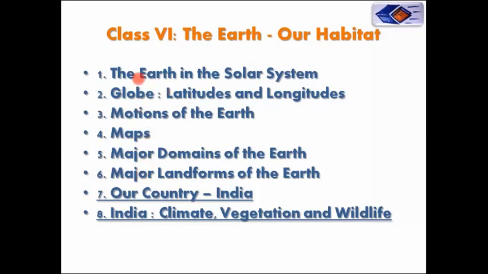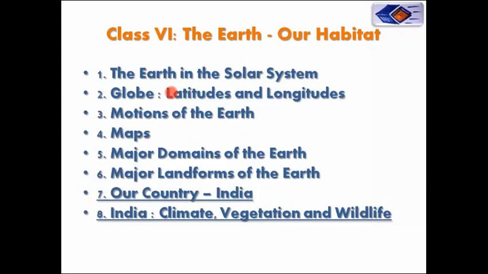The first chapter is the Earth in the solar system. We came to know the position of the Earth in the solar system and in the universe, in the Milky Way, and how the planetary system is there. What are the different kinds of bodies in the universe. Then we moved on to the second chapter, which is globe latitudes and longitudes.